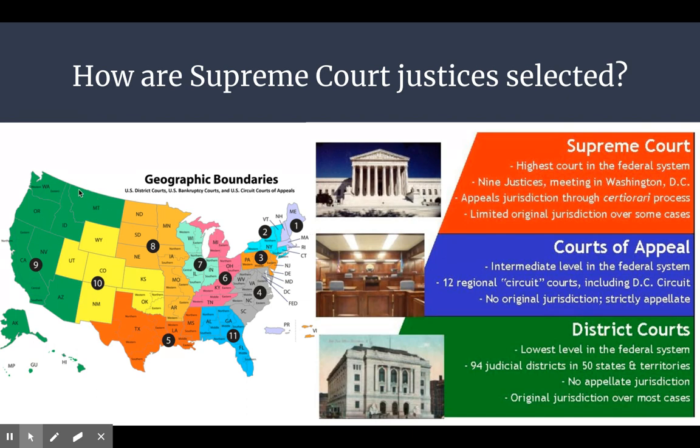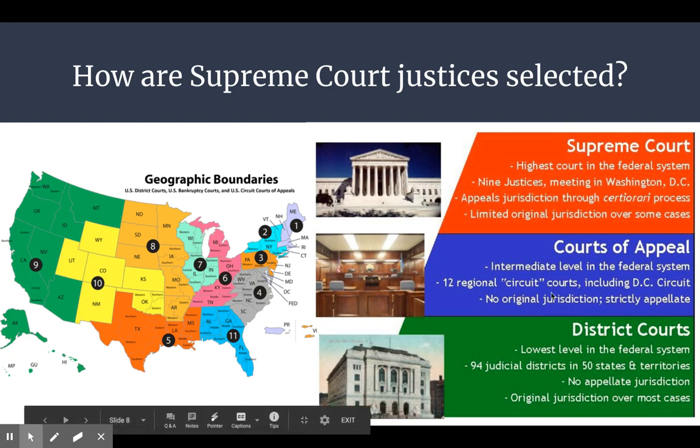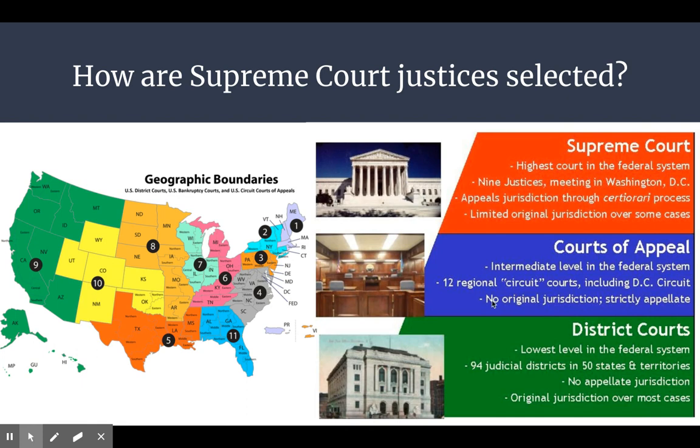And you can see that all of these states right here are in the ninth. There's 12 circuit courts, and they don't deal with original jurisdiction. They're strictly appellate. That means you're appealing. You only appeal if you lose. If you win the case, you're off, right? You don't go to jail. You're not in trouble. But if you lose your court case, you can appeal to a higher court. Imagine how important that would be to know, if you don't understand how that works.